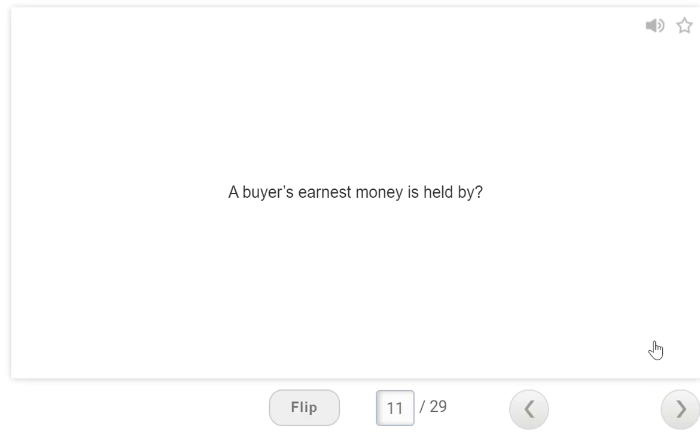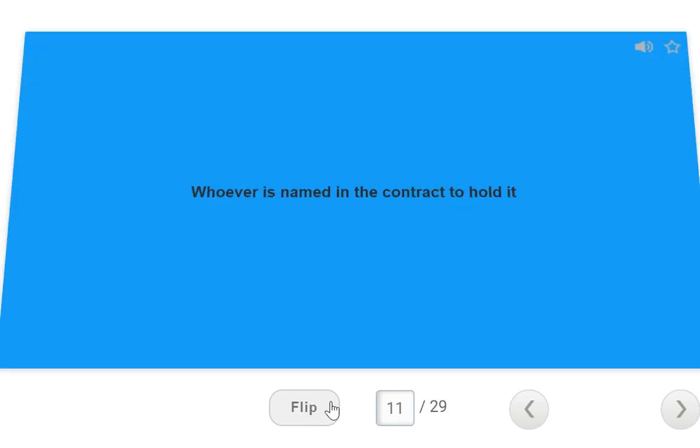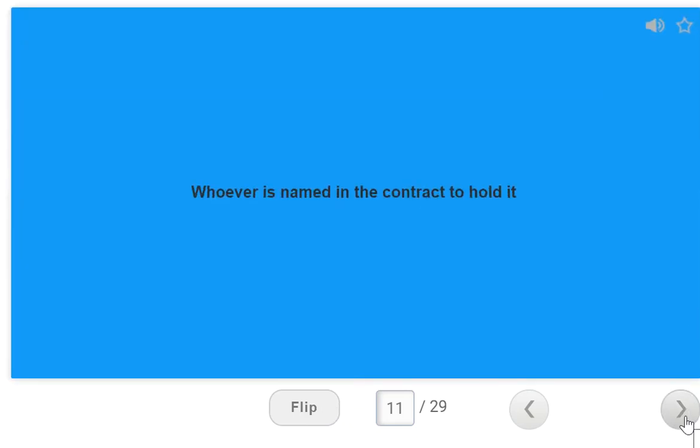A buyer's earnest money is held by whoever is named in the contract to hold it. The contract to buy and sell gives the authority to a named entity, normally either the broker or the title company. So whatever is going to be listed in the contract is who is holding the earnest money. Lots of earnest money questions on this exam.